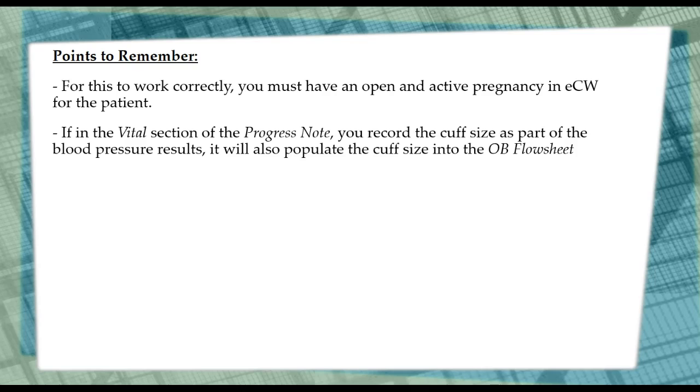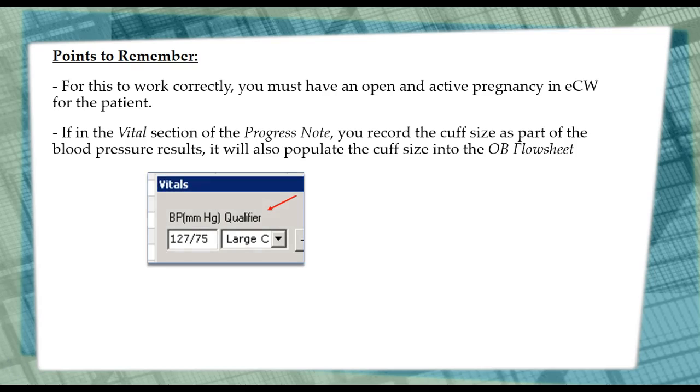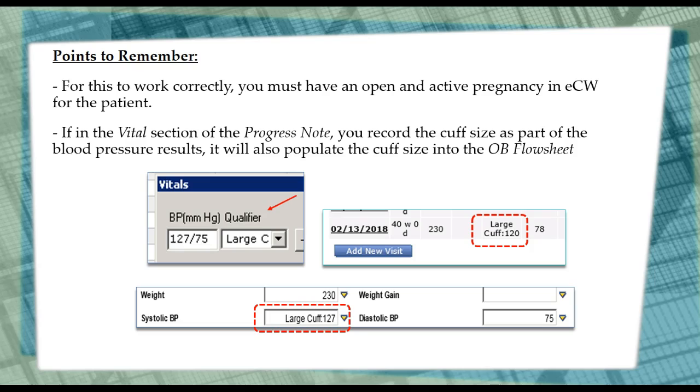Secondly, if in the vitals section of the progress note, you record the cuff size as part of the blood pressure results, it will also populate the cuff size into the OB Flowsheet. Let's look at an example of this. So I'm in my progress note. For my vital signs, I enter in that we're using a large cuff. That will also automatically populate into the OB Flowsheet.